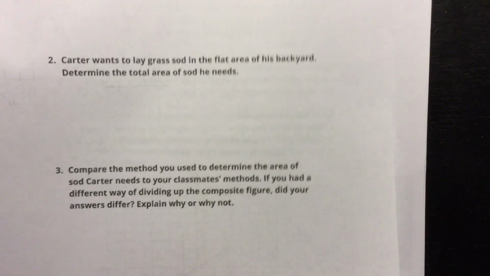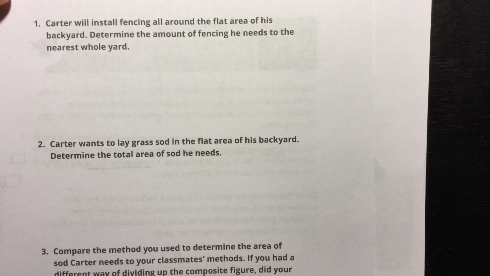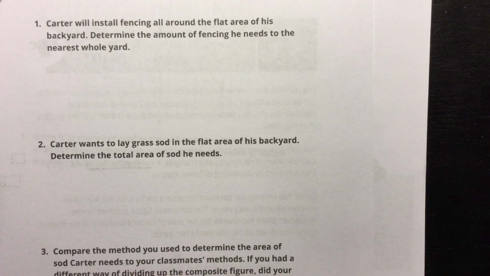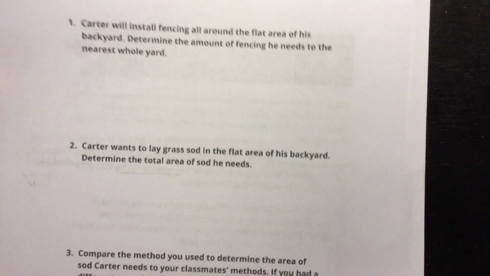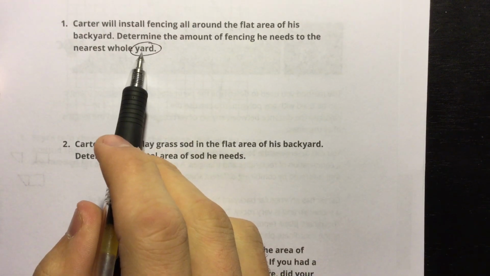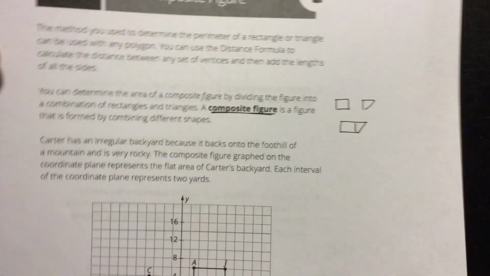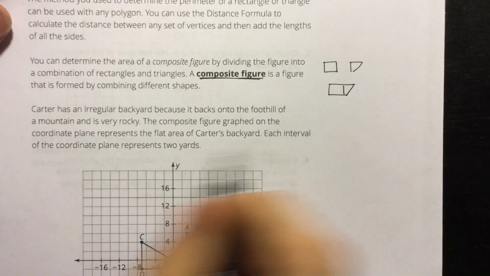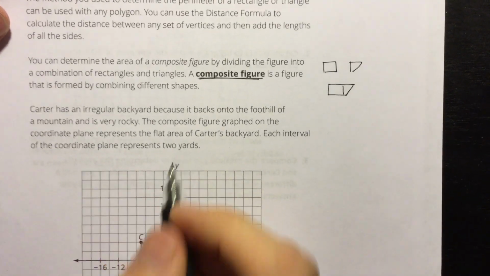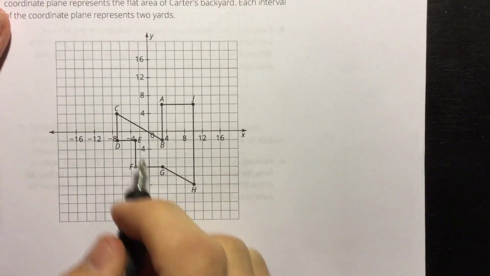Question 1. Carter will install fencing all around the flat area of his backyard. Determine the amount of fencing he needs to the nearest whole yard. So first, let's double check our units, because we want to know the perimeter, the distance around this shape, in yards. It does say each interval on the coordinate plane represents 2 yards, so we don't need to worry about units right now. Basically, we're finding the perimeter of this complex figure.